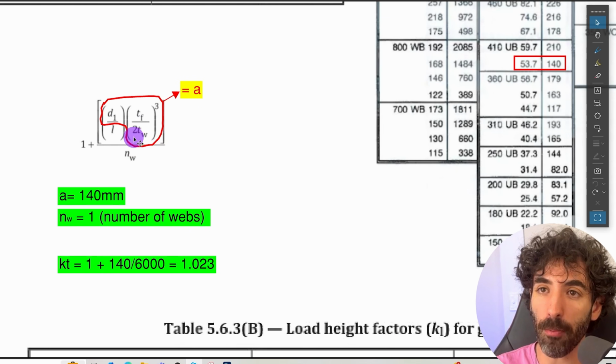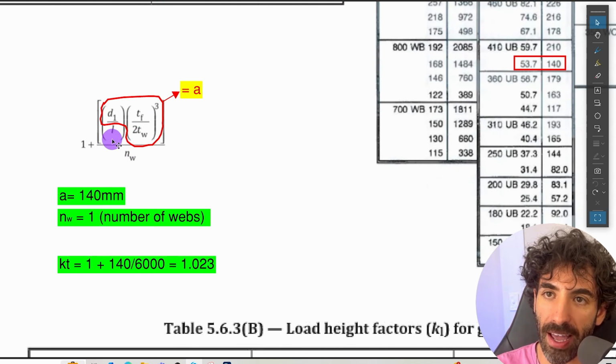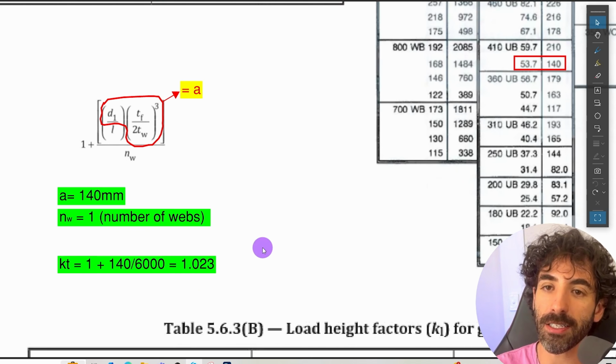Now plugging the numbers into this formula, KT is equal to 1 plus the letter A, which is this portion of the formula, 140, divided by L. That's the length of the segment. So divided by 6 meters. That works out to be 1.023. So KT is equal to 1.023.